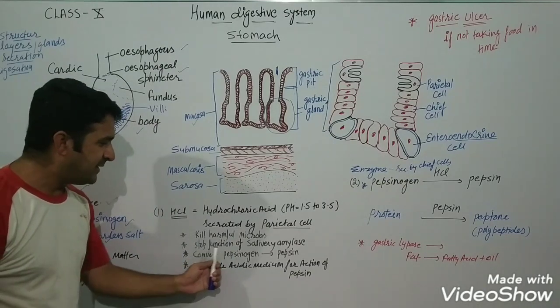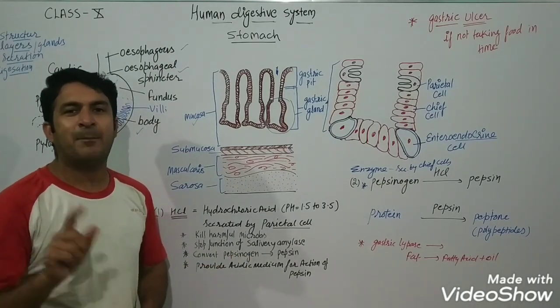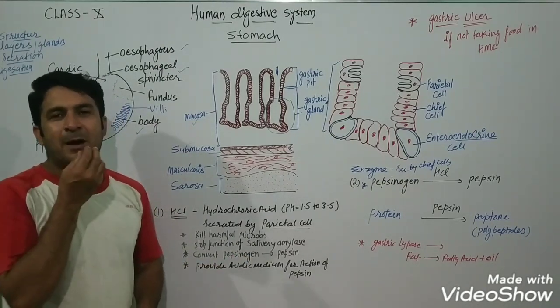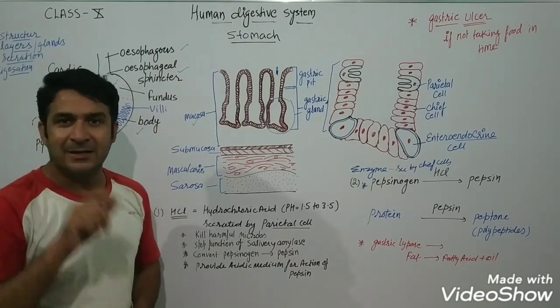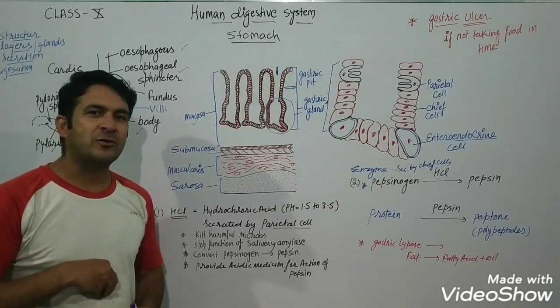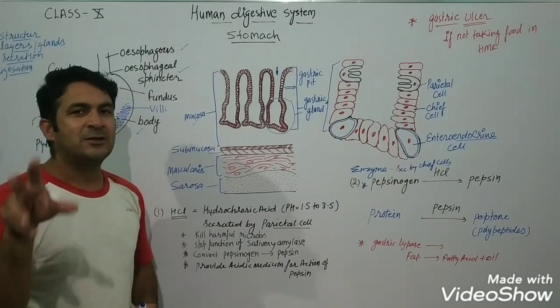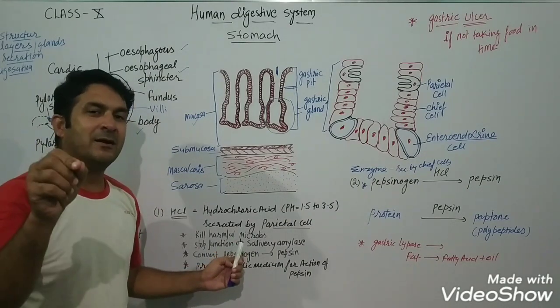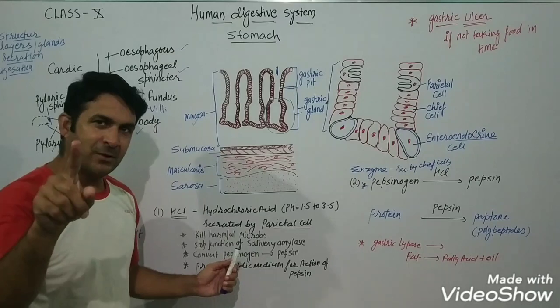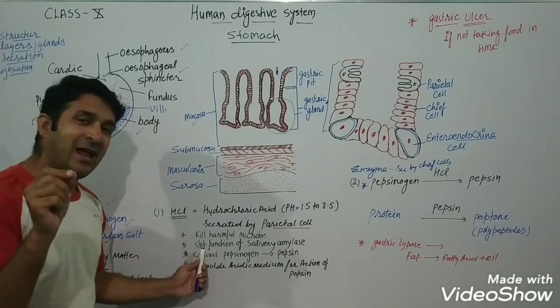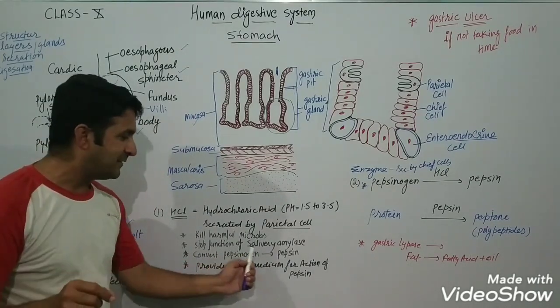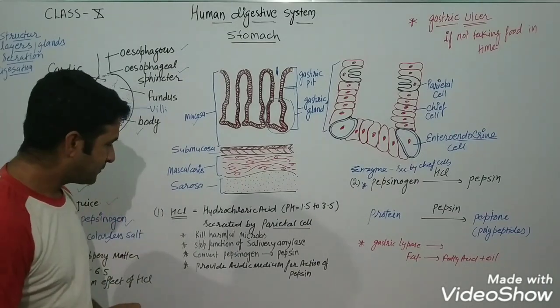Now second, it stops the functioning of the salivary amylase enzyme. The salivary amylase enzyme is found in the mouth, in the saliva. So that can also reach the stomach and can disturb the functioning of the stomach enzymes, right? So the HCl has the function to stop the functioning of salivary amylase here, right?